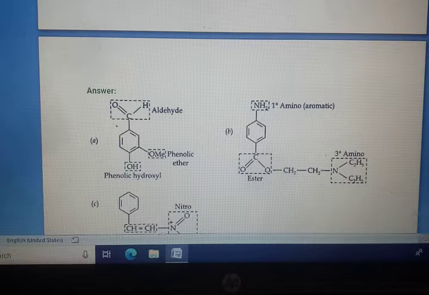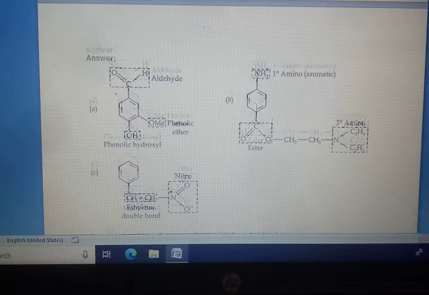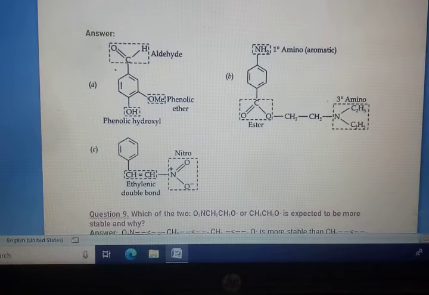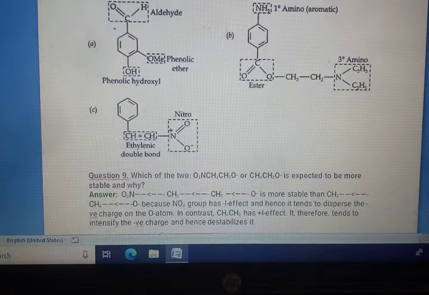So here RCOOR, you can say, is an ester group. And in N(C2H5)2 with CH2, all three sides have an alkyl group attached, so this will be known as a tertiary amino group. Next one, you can see here an ethylenic double bond, which means this is an ethylene functional group having a double bond, and NO2, you know very well, is the nitro group.